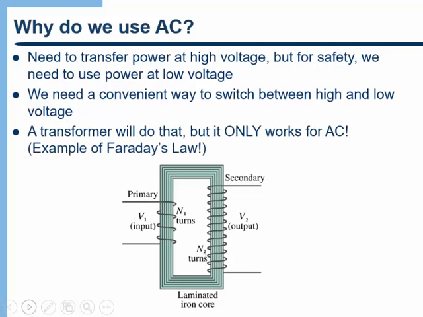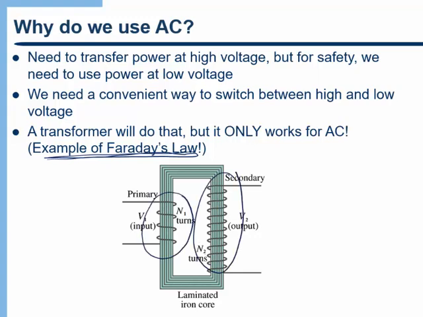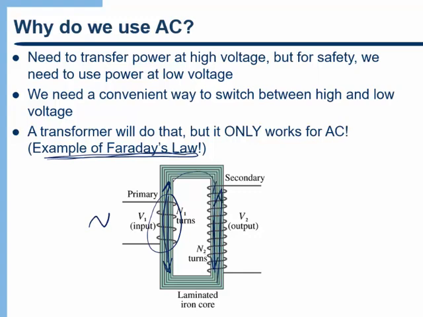Well, that's what a transformer does. Remember, a transformer is an example of Faraday's law. We talked about it in the last class. The way you make a transformer is you just have a core of iron, and we have two coils. There is no electrical connection between this coil and this coil. As long as I have an alternating current go into the primary coil, then it will produce a changing magnetic field. Well, that changing magnetic field will go back and forth through the secondary coil. And from Faraday's law, we know a changing magnetic field produces a voltage.